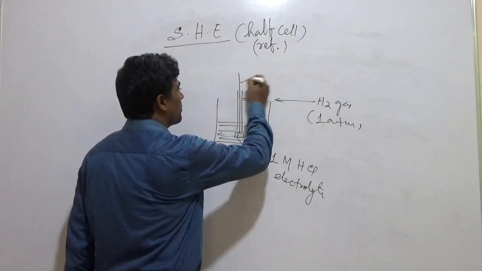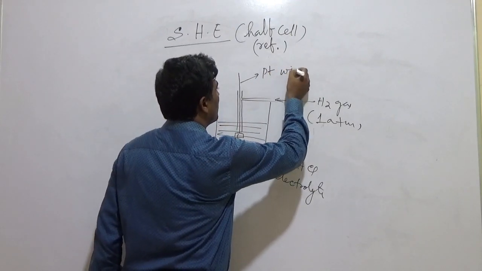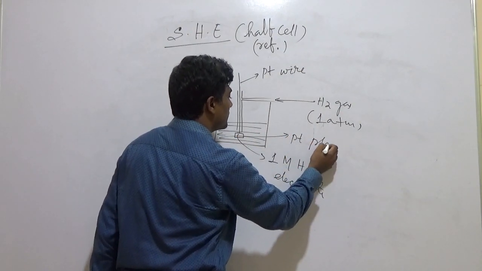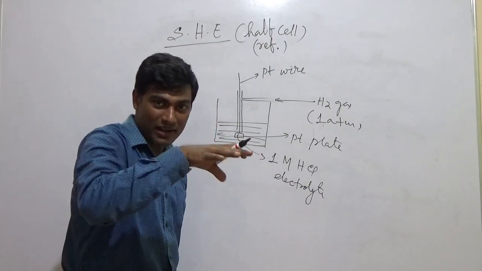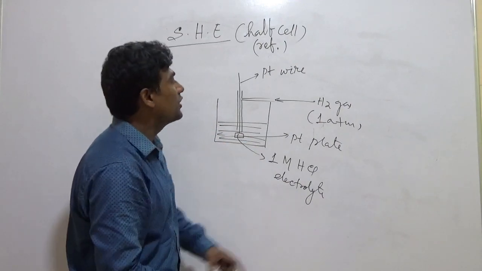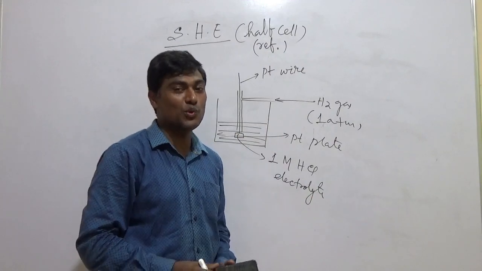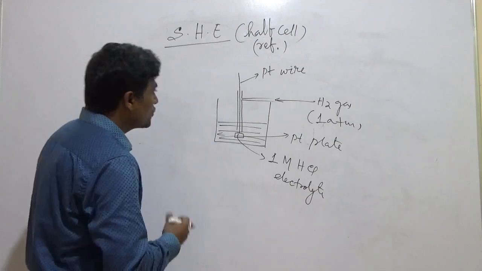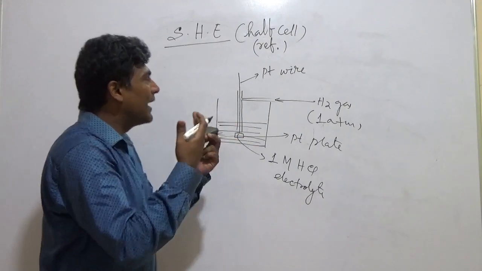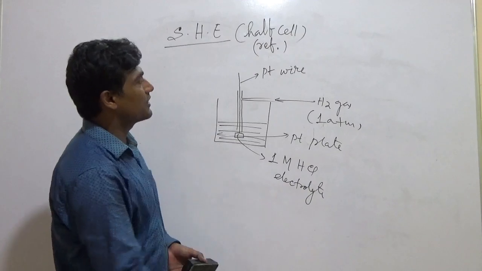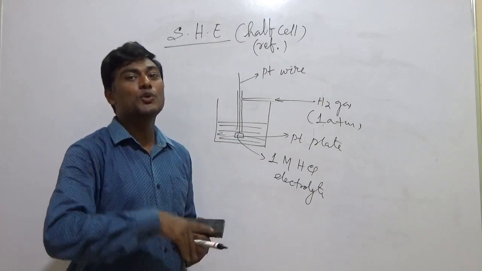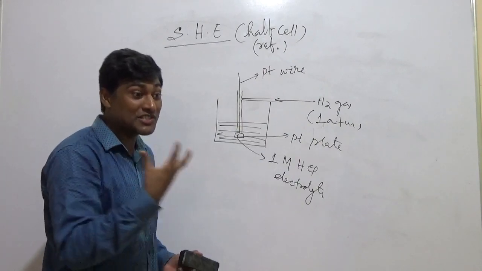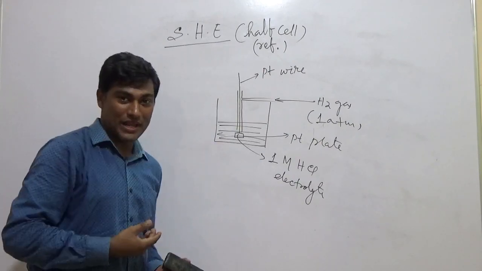As I said, this is the platinum wire, and this is the platinum plate, over which finely divided platinum is pasted, over which hydrogen gas can be absorbed. As you know, platinum has great affinity for hydrogen. Okay. So once you have made the reference electrode ready, you can join any half cell with it to get a standard value of electrode potential.